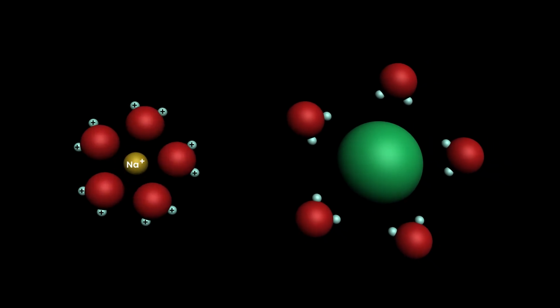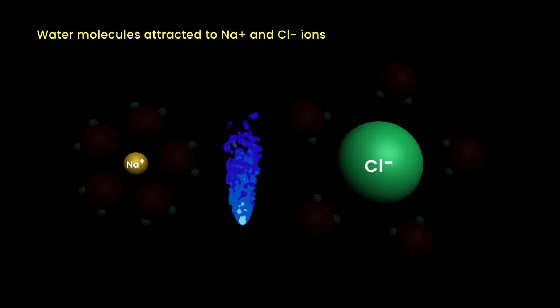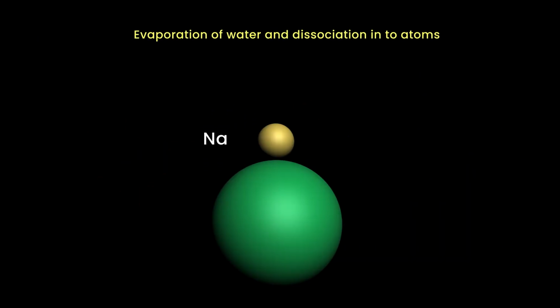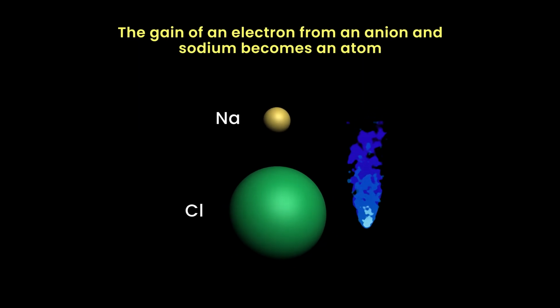Then the compound moves to the hottest part of the flame, where water evaporates and the molecules dissociate into gaseous atoms. In the salt sodium chloride, sodium ions can gain an electron from an anion and become an atom.